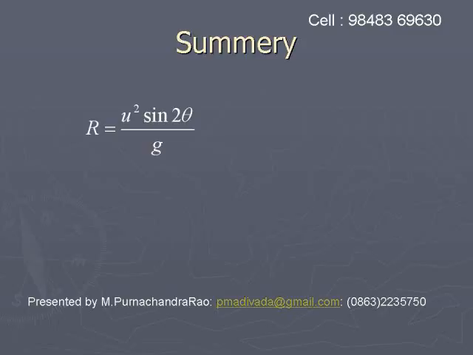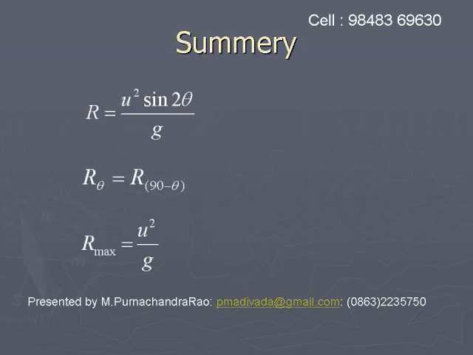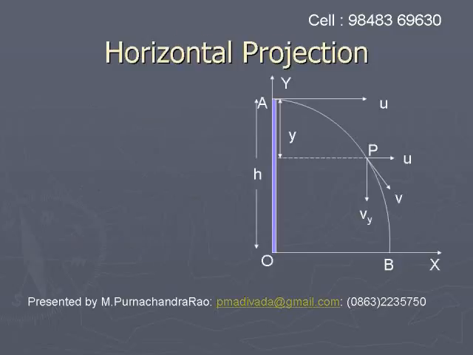The relation for range is R = u² sin 2θ / g, and R(θ) is equal to R(90° − θ). R maximum is u²/g. Horizontal projection from a certain height.